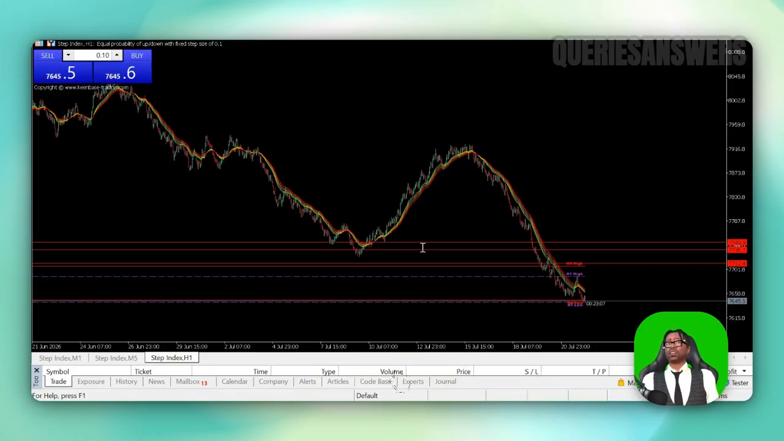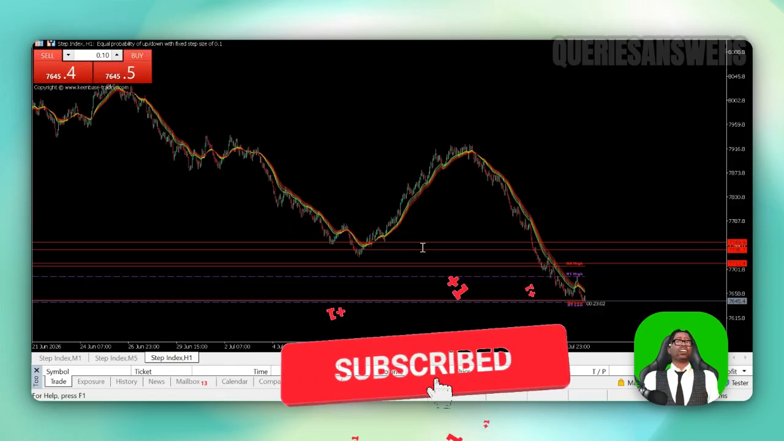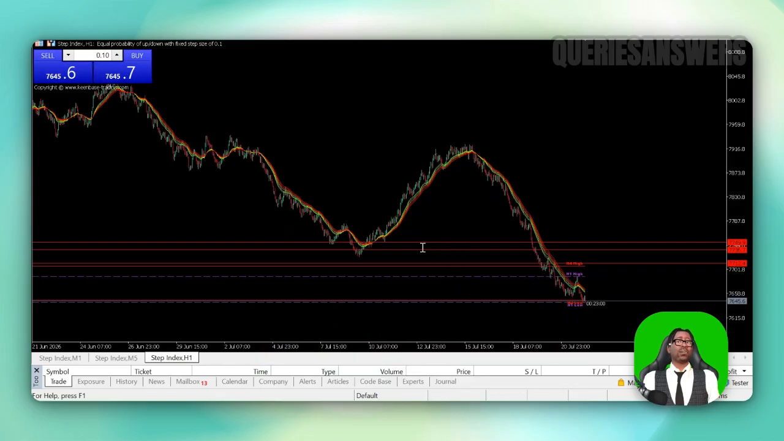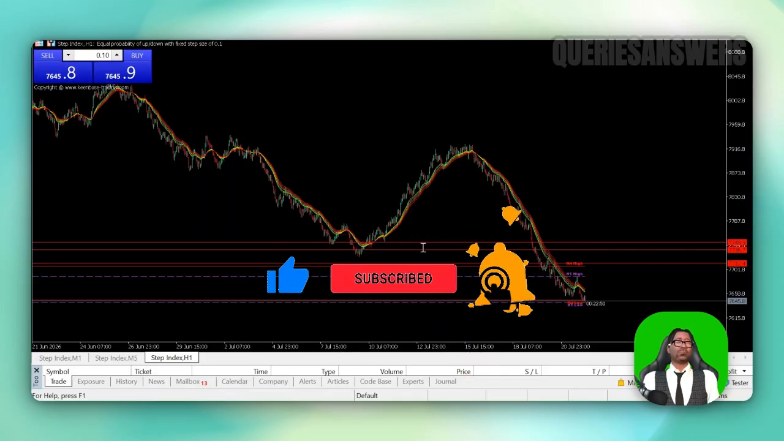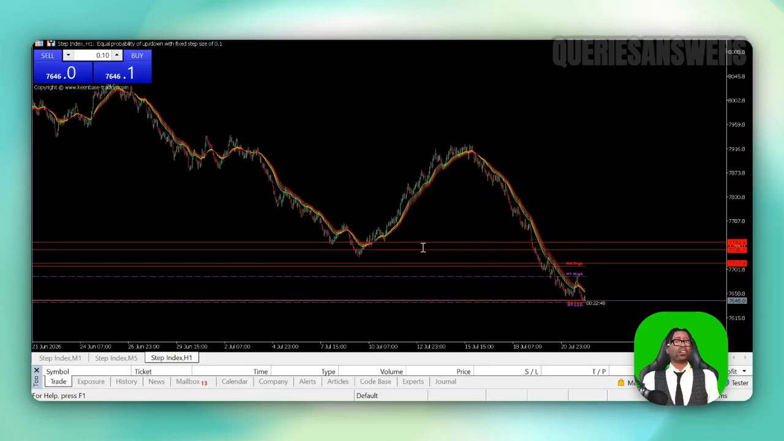So synthetic step index is easiest for risk management. Every tick steps up or down by a fixed 0.1 points. That's it. There are no wild spread expansions or sudden multiplier jumps. Calculating risk is basically dead simple.